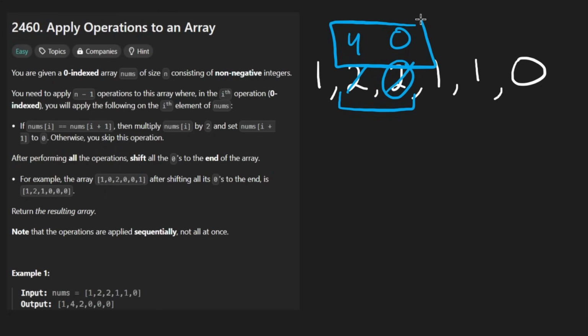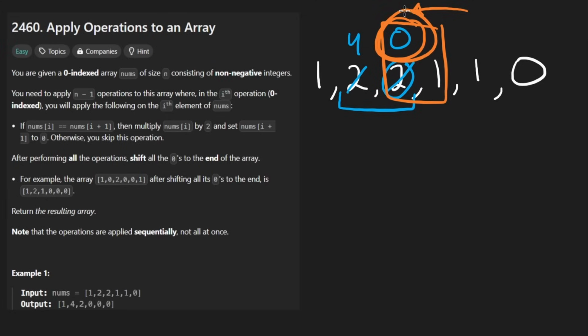Now we have a 4 and a 0 here. So now we will look at the next pair of values. The value that we changed is now going to be the new value. So keep that in mind. We're not looking at the original value. We are looking at the new value. Now these two are not equal, so we continue. These two are equal, so same thing. Turn this into a 0, turn this into a 2.